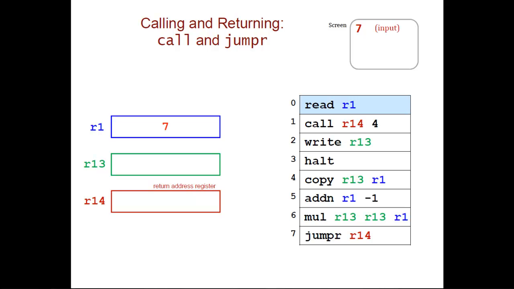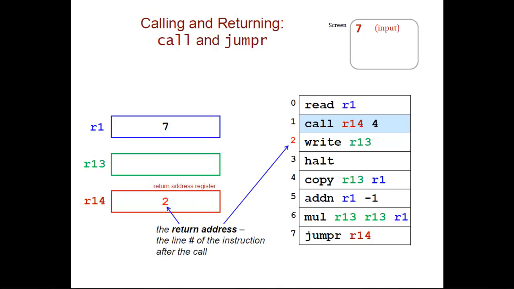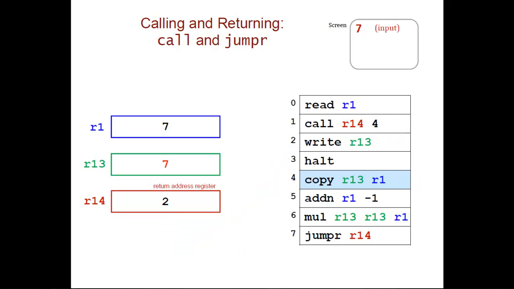So 7 is going to get read into R1. We're then getting to our call statement. And again, there's really two things happening here. We're storing the return address, which in this case is 2, in the register specified by the instruction, which in this case is R14. So it's our return address register. And then the second part here says go ahead and jump to line 4, which is the beginning of the function. And so we're going to go ahead and do that next.